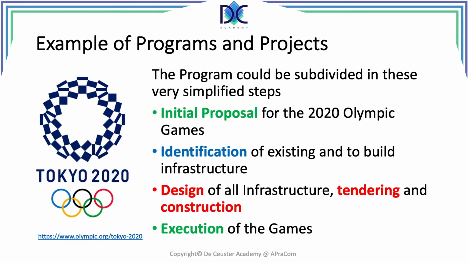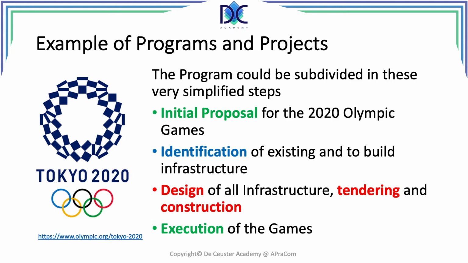A nice example to understand programs and projects better is the project related to the Tokyo 2020 Olympic Games. You can find all the information on the olympic.org website, and when you go there and read all that information, you can see that this program can be subdivided in a few very simplified steps. First of all, Tokyo had to enter the initial proposal for the 2020 Olympic Games.